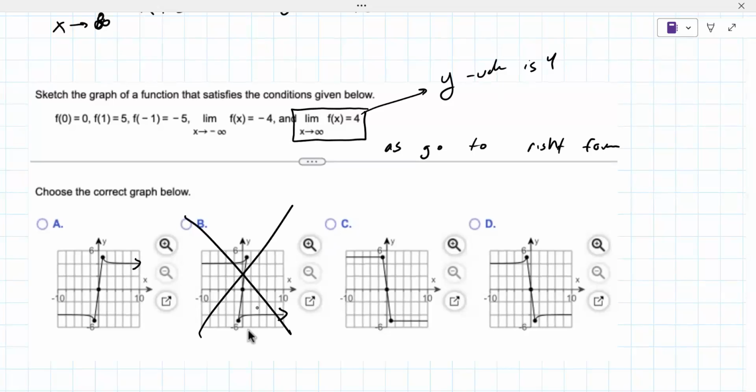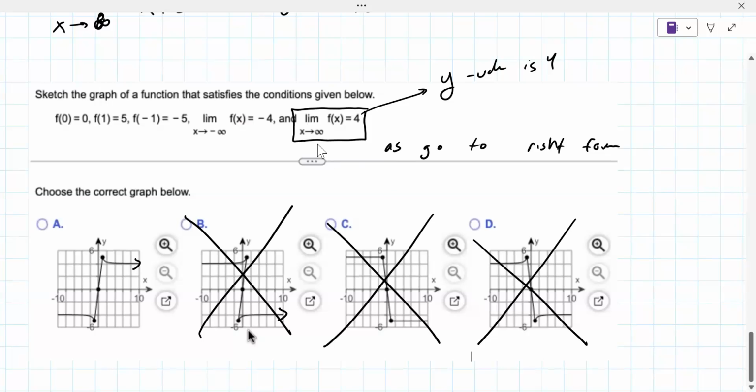So that means that one's out. Same thing with C. See how C is out because it goes to -4 down here. And same thing with D, it goes to -4. So there's usually a way to try to reduce the answers. That's kind of a test taking strategy. It's not really a calculus thing.